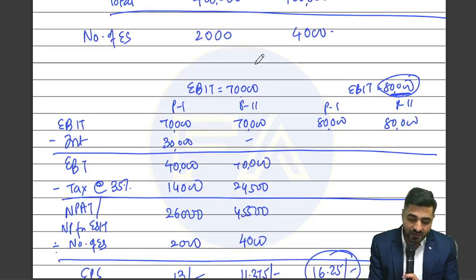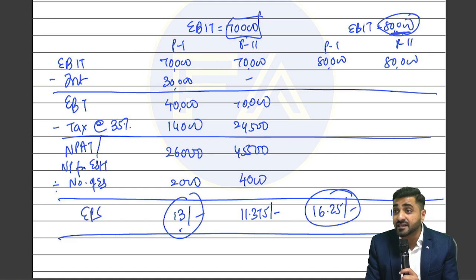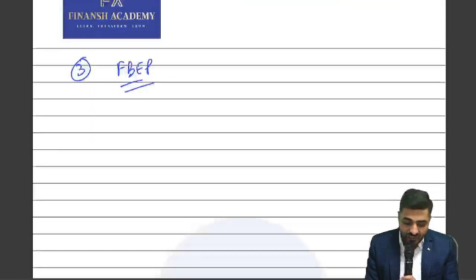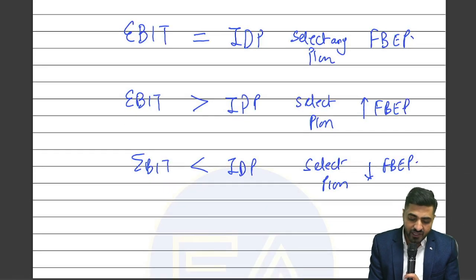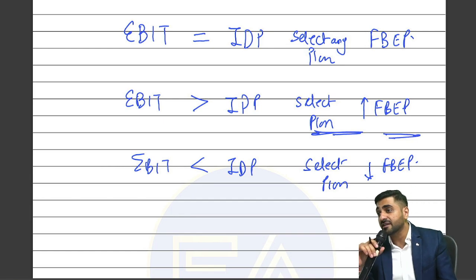Just check now, we took 70,000 and we selected plan 1, because was 70,000 greater than 60,000? Yes, sir. Then 80,000, is it greater than 60,000? Yes, sir. Which plan did we select? So what is the conclusion? Conclusion: when your EBIT is greater than your indifference point, which plan should we select, beta? The plan in which the FBP is higher.